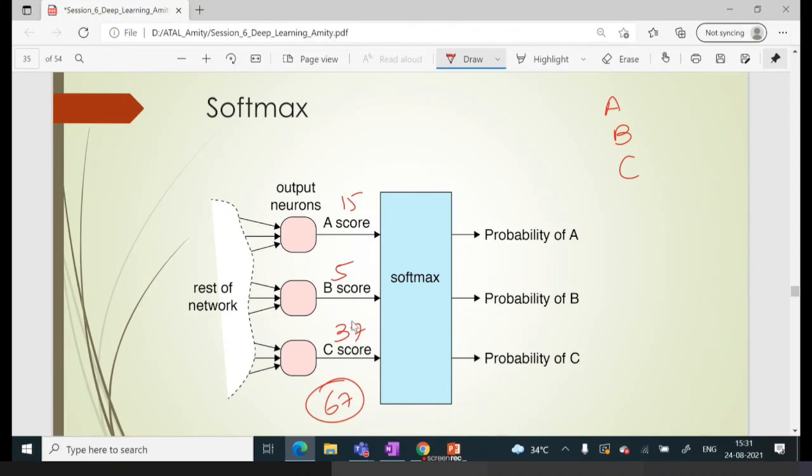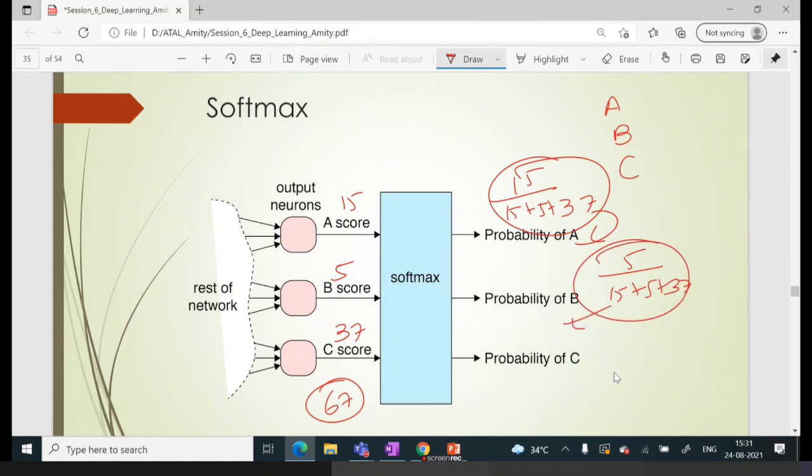I'm not going formally right now. My objective is just to explain different concepts which are associated with deep learning. So basically, we are going to get a probability distribution out of this. How will we get it? Basically 15 divided by 15 plus 5 plus 37. If we get this value, then that will be the probability of A. Similarly, 5 upon 15 plus 5 plus 37 will be the probability of B. And similarly, the probability of C will be 37 upon 15 plus 5 plus 37.